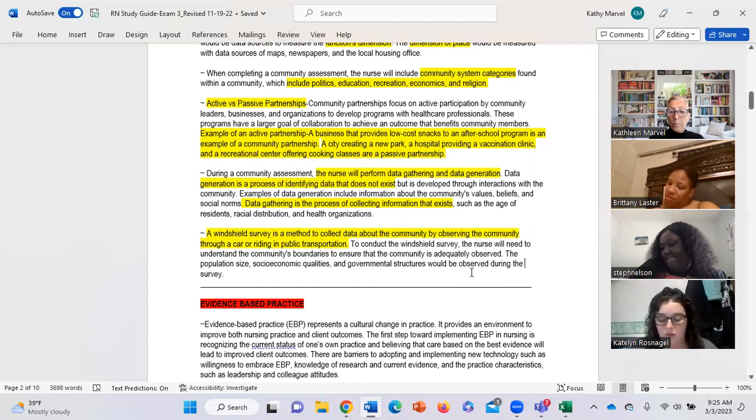Okay, some of the things we can observe during a windshield survey, this is just a few: population size, socioeconomic qualities, governmental structures. Does it have a rec center? Does it have parks? Are the roads clean? Are the roads in bad shape to drive in? Do people live in close quarters? Is there a crime issue? Are people out walking their dogs? Are there a lot of local businesses? Are people out and about, or no? Okay, that's what a windshield survey does.